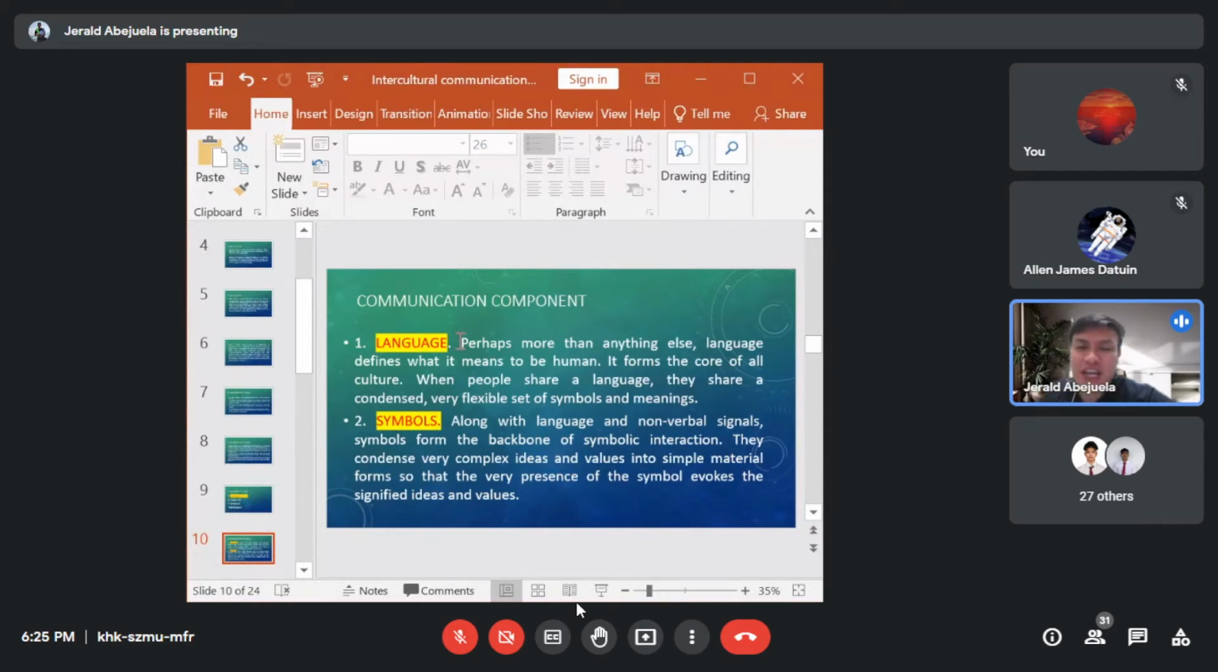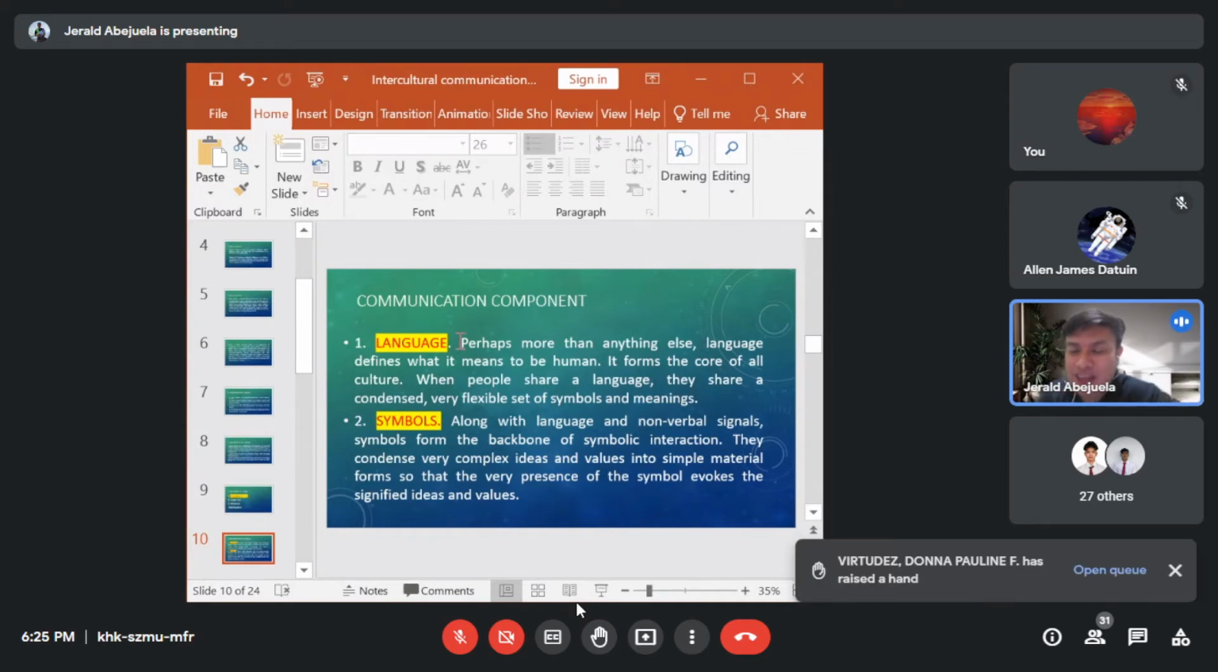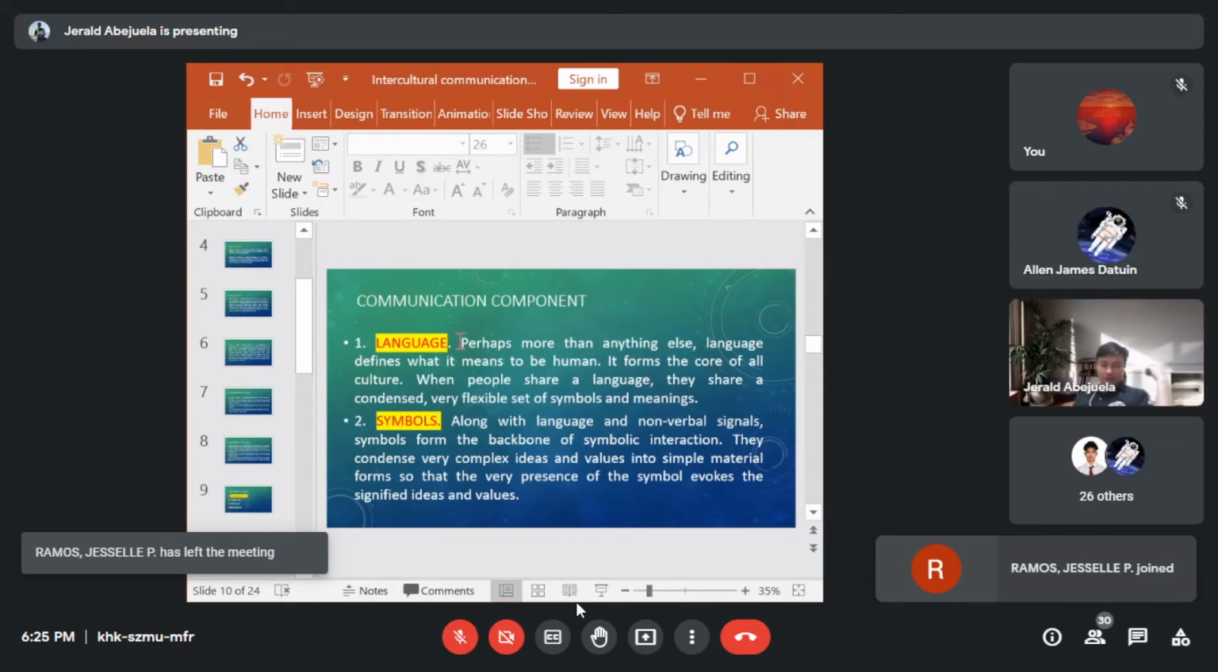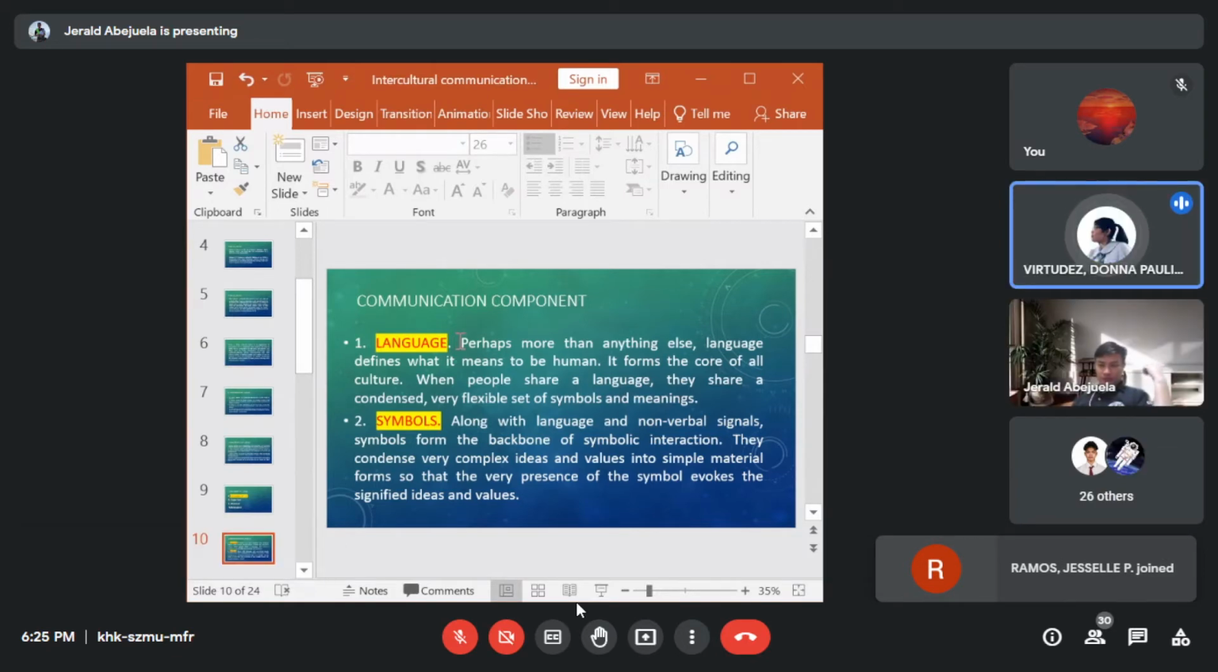What are the two essential components of language use? Saan natin dinedepende yung paggamit natin ng language? Yes, Virtudes. Ano po, it depends on the situation po and the people you yung sa kinakausap mo, sir. Depende sa kausapan, sa setting po.